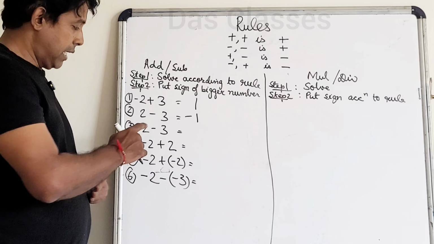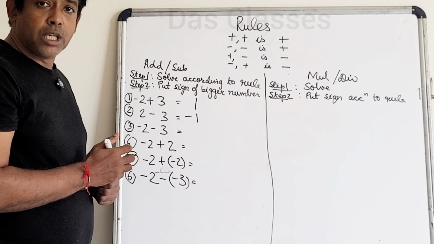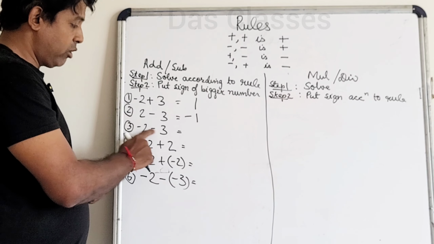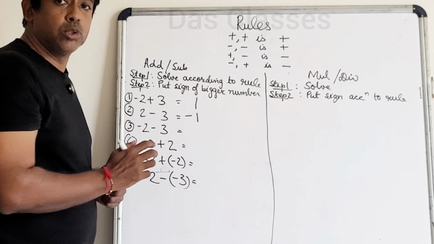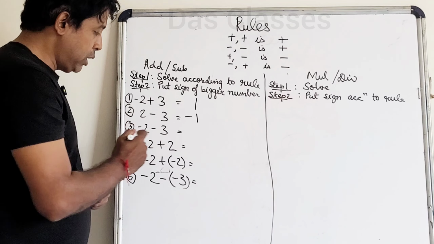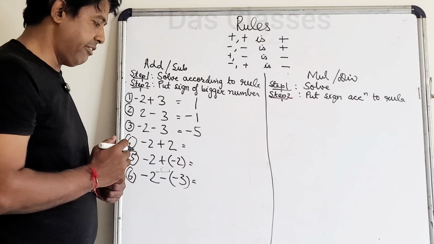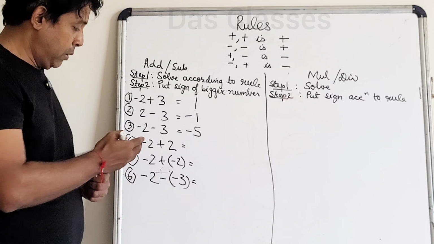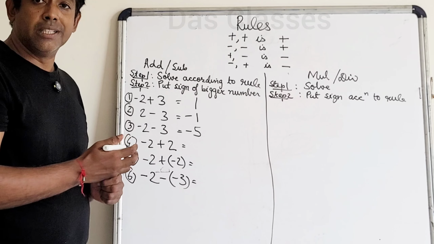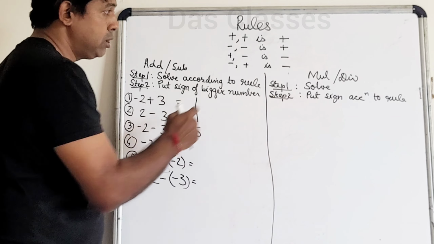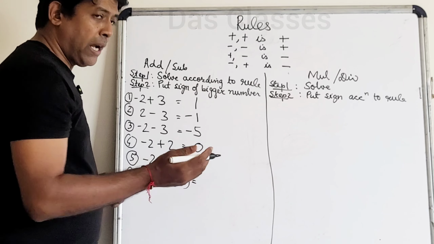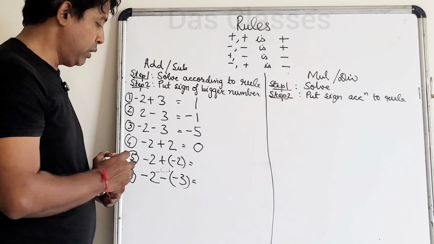Next example, as you can see, the numbers are 2 and 3, and they've got the same sign, minus minus. Minus minus, what we do is add it. So 3 plus 2 is going to be 5. And we put the sign of the bigger number, that is minus 5. Next one, minus plus, it's minus plus is minus. 2 minus 2 is 0. 0, as you know, has no sign, so you don't need to put any sign.